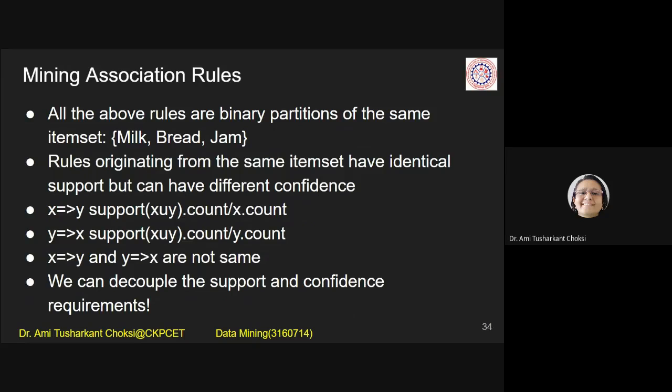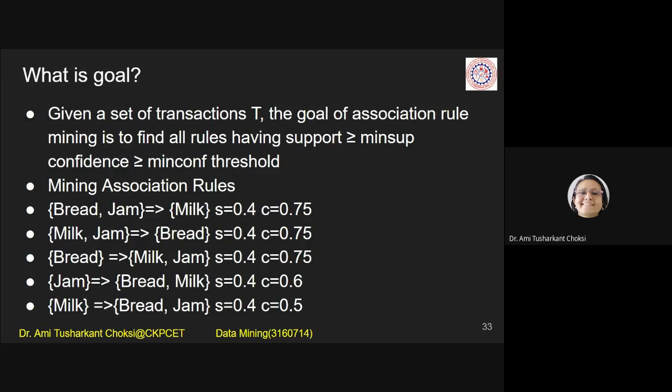So mining association rules: all the rules which we have just seen are binary partitions of the same item set, that is milk, bread and jam. Three items are being considered, they are bread, jam and milk, right? In different sequences.